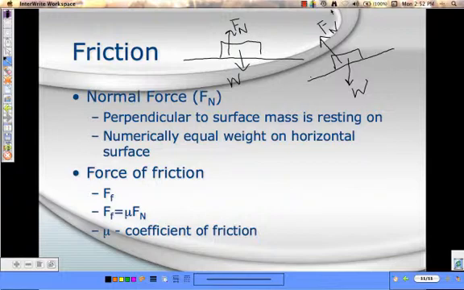Questions on friction? If we go to do some problems now, maybe?